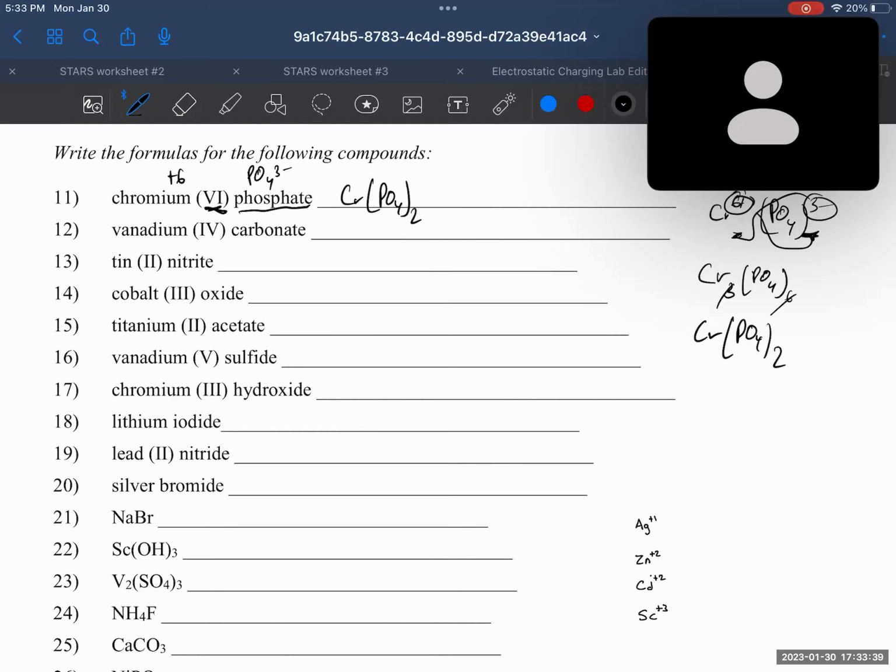Fantastic. All right, so vanadium 4 carbonate. We do the same thing basically. So what charge will our vanadium have that it has that 4 on it?